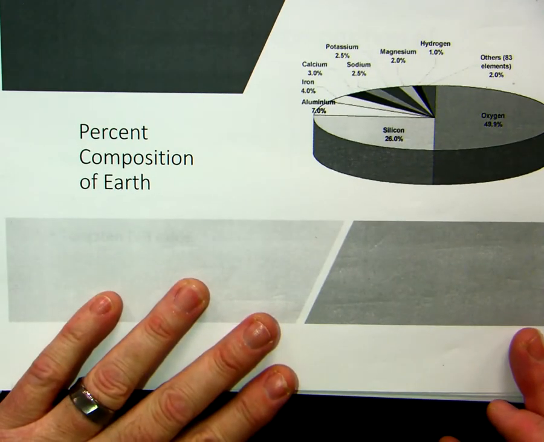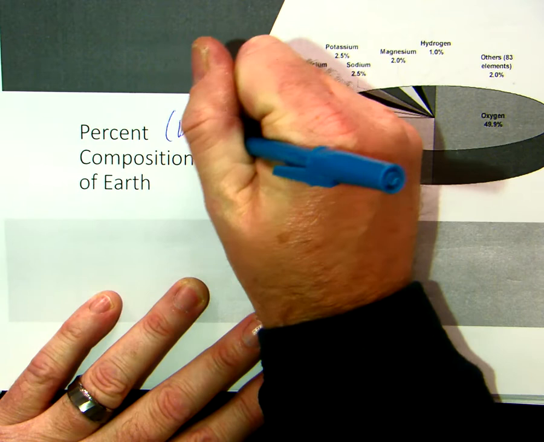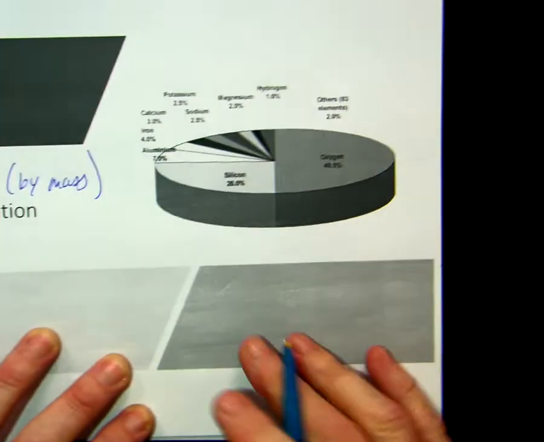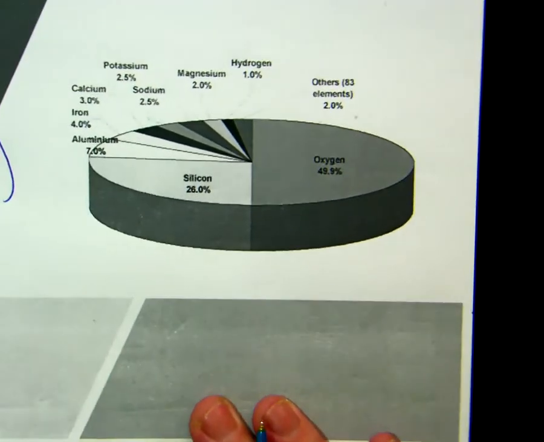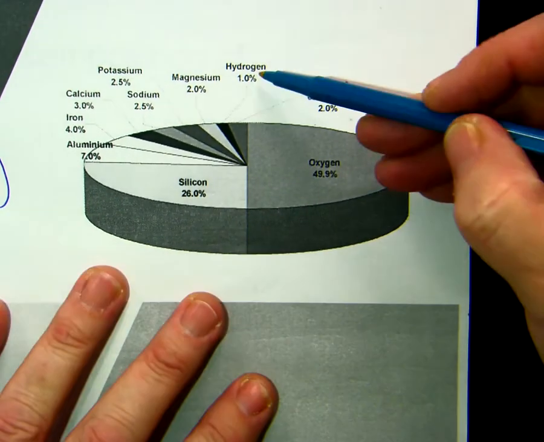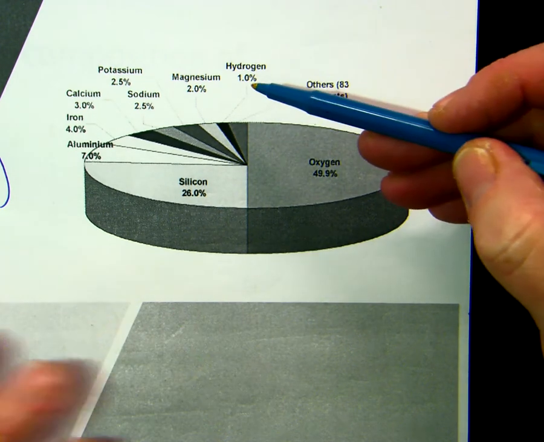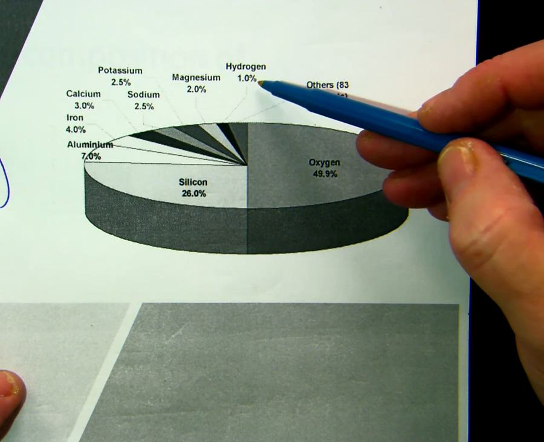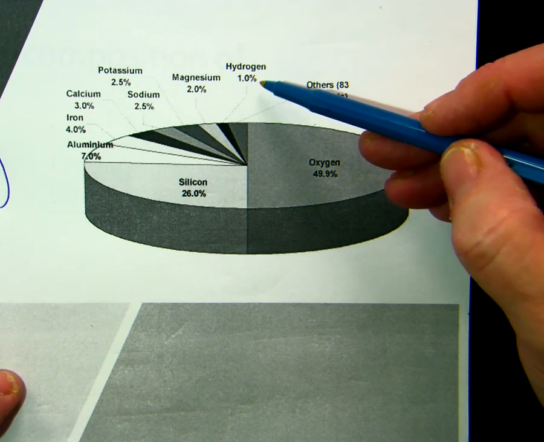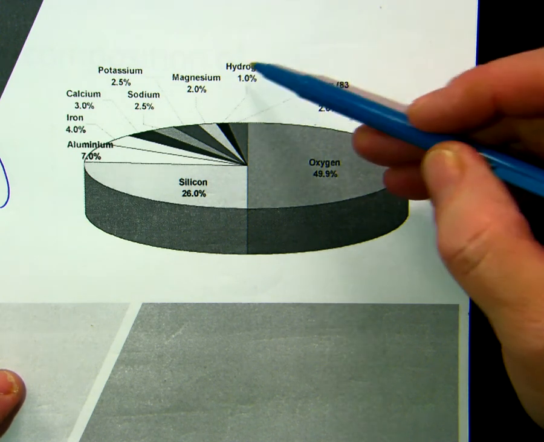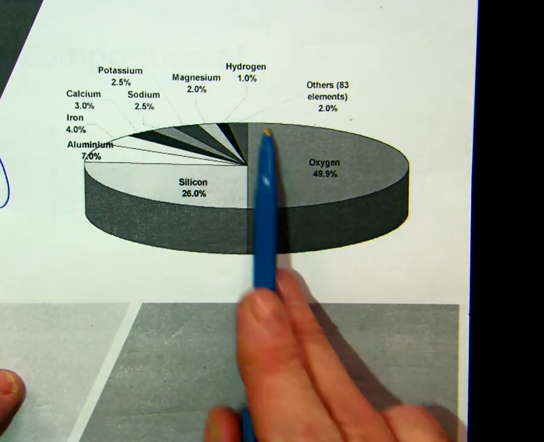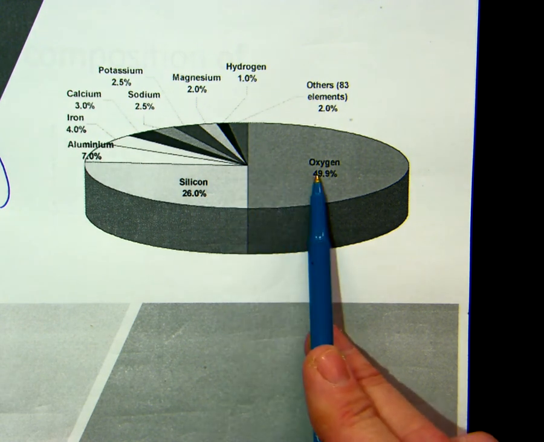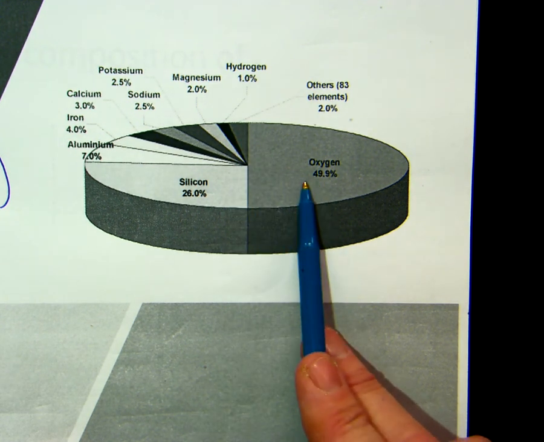Percent composition of the Earth. This is percent by mass, grams. So this is the Earth. If you took the entire Earth and weighed it, and then let's say you weighed all the hydrogen that's in the Earth, it would be 1% of the Earth's total mass. However, hydrogen is the most abundant of all the particles. So if you counted them, hydrogen would be the most abundant. But this has to do with the fact that it's very light, so it therefore is only 1% of the mass. Oxygen is nearly half the mass of everything on Earth.